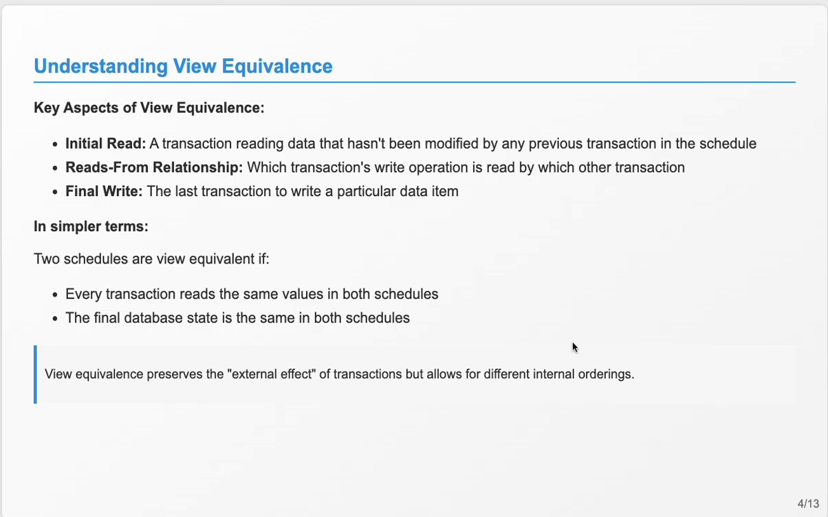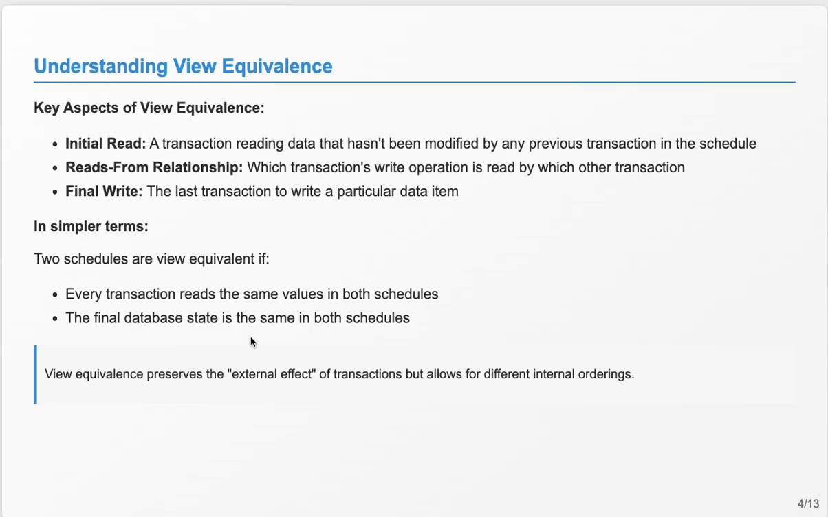The initial read refers to a transaction reading data that hasn't been modified by any previous transaction in the schedule. The reads-from relationship defines which transaction's write operation is read by which other transaction. The final write identifies the last transaction to write a particular data item.